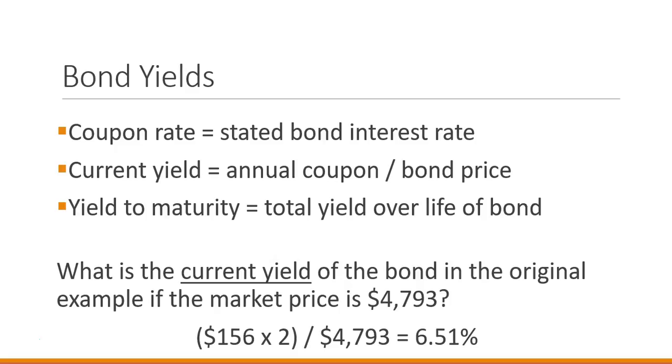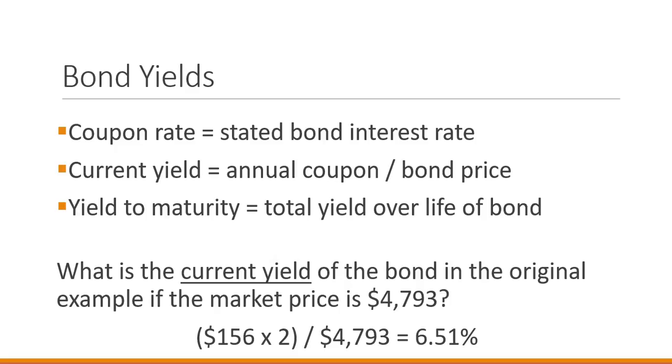Let's look at an example of the calculation of current yield. What is the current yield of the bond in the original example? In the original example, we had calculated a current interest payment of $156. So what is the current yield of this bond if the market price is $4,793? Now that number is given in this example. We'll talk more about how that number is calculated shortly, but let's go with that market price.